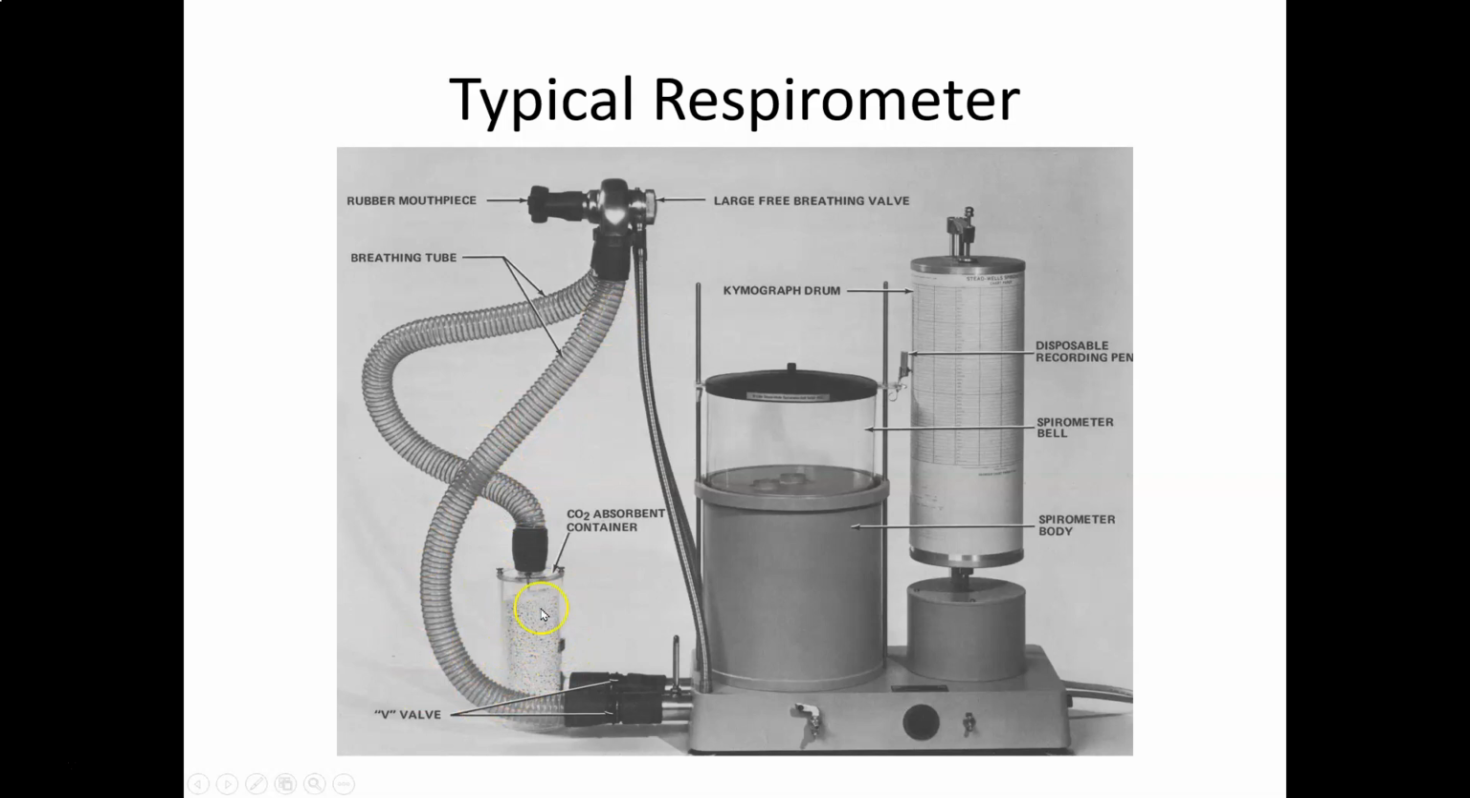One of the tubes goes into this CO2 absorbent canister. This canister has something called soda lime, sometimes called barolime. The soda lime crystals' job is to remove CO2 from the air. They don't have to be there unless you're breathing for an extended period of time, but we're measuring respiratory variables.